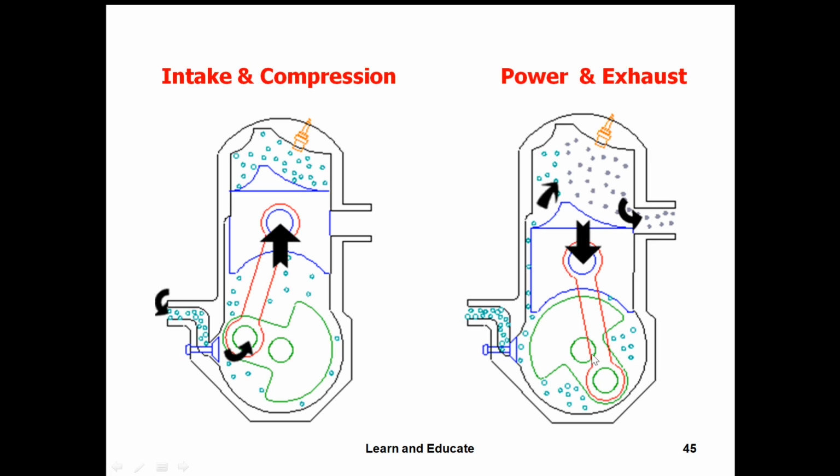So power will be obtained when the piston is moving down. As we can see, this crankshaft will be rotating when the piston is moving down. So that is the power stroke. At the same time, during the downward movement of the piston, this exhaust port will be opened, and combustion products will be going out through the exhaust port. At that time, there will be no intake happening here. Intake will be happening when the piston is moving upward. Okay, so this is the working of a two-stroke engine.